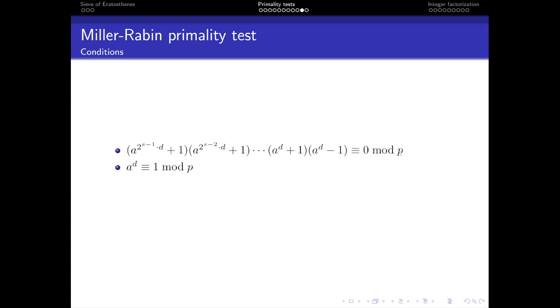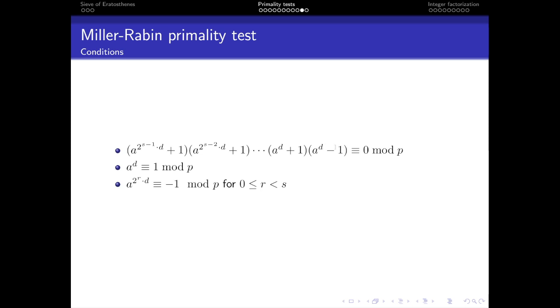And the second thing that can happen is that some of these factors, most of which you can't even see because they're hidden, but some a to the 2 to some power of 2 times d has to be -1. And now you might wonder how this actually relates to the square roots of x squared modulo p.